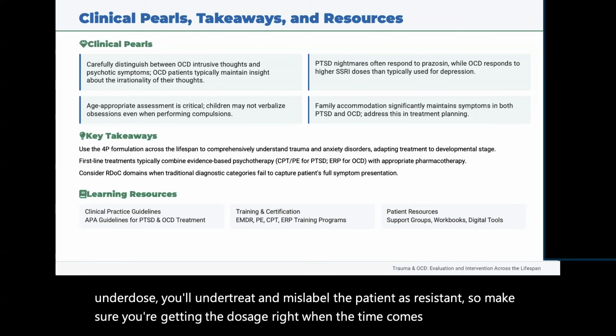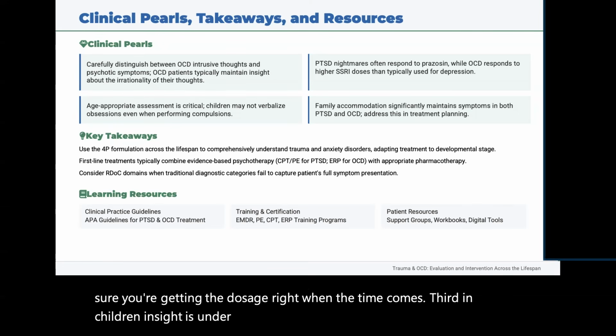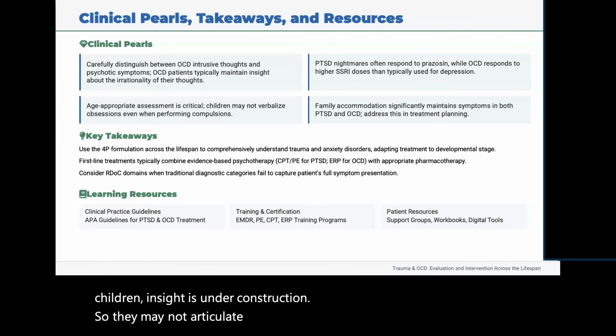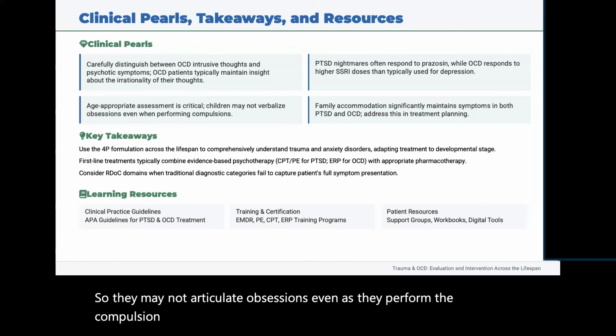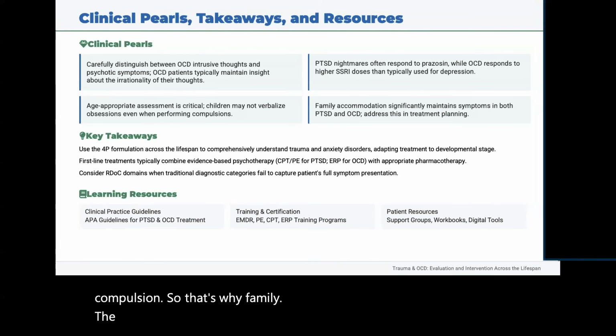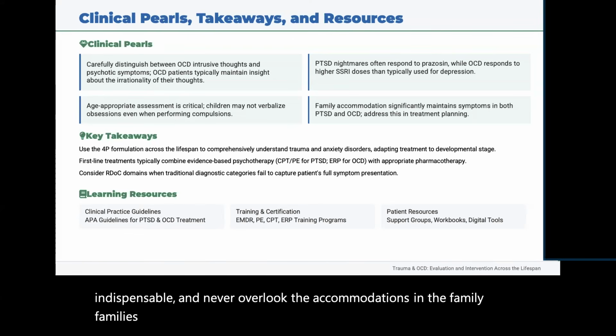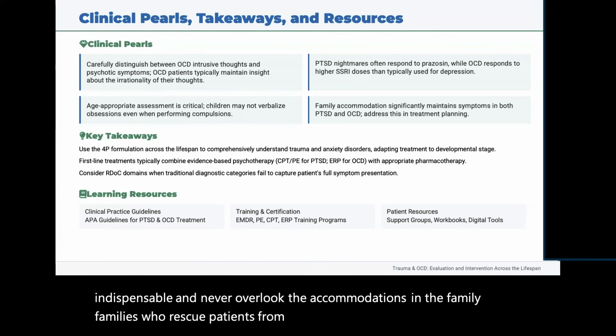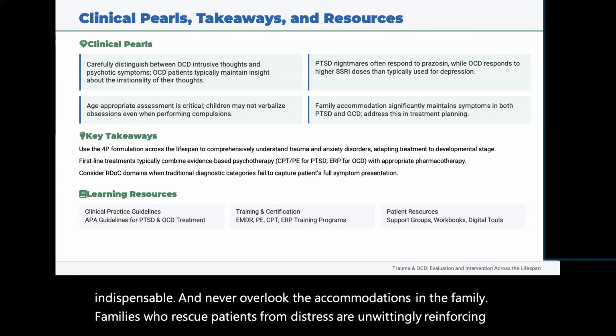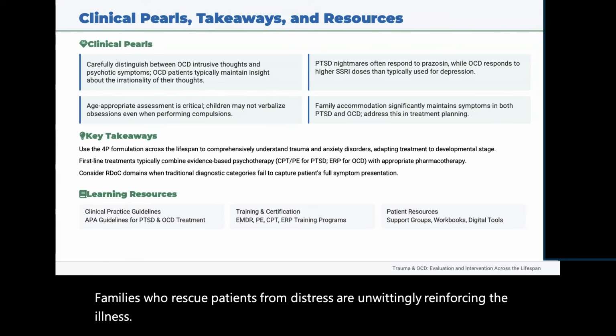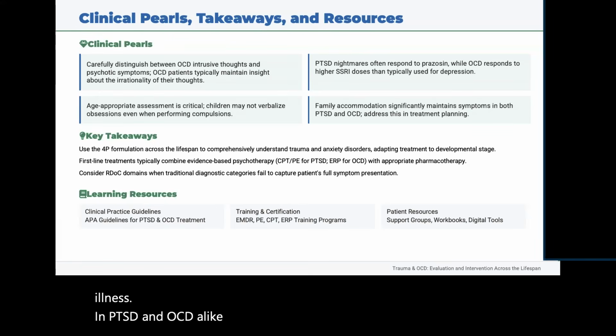Third, in children, insight is under construction. They may not articulate obsessions even as they perform the compulsion. That's why family observation and developmental attunement are essentially indispensable. And never overlook the accommodations in the family. Families who rescue patients from distress are unwittingly reinforcing the illness. In PTSD and OCD alike, safety behaviors are sustaining the cycle.